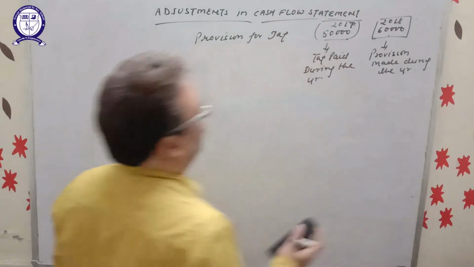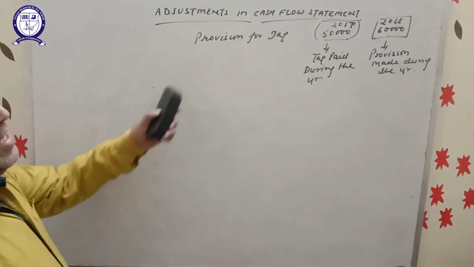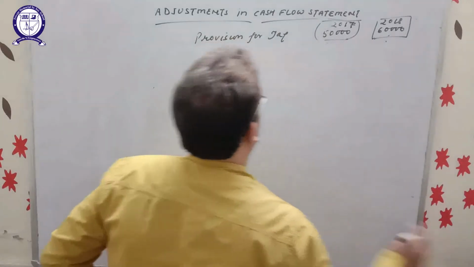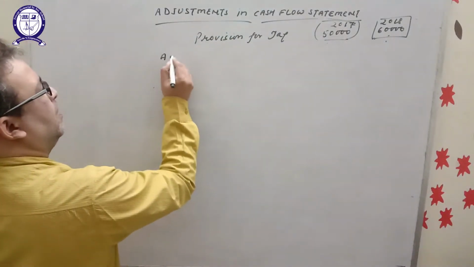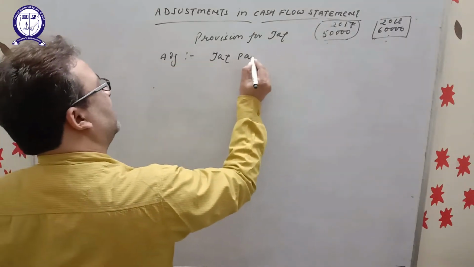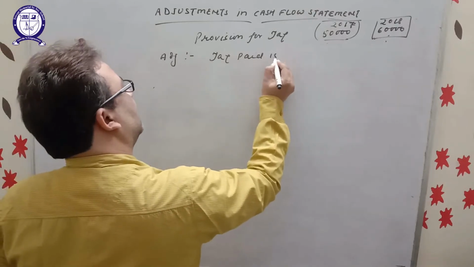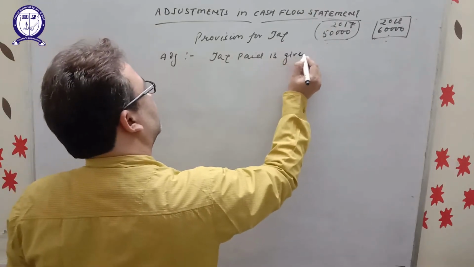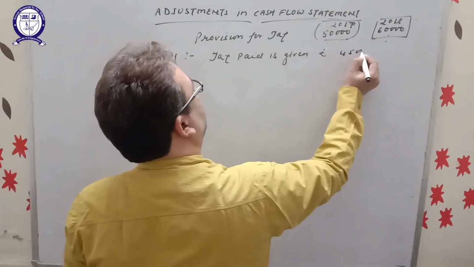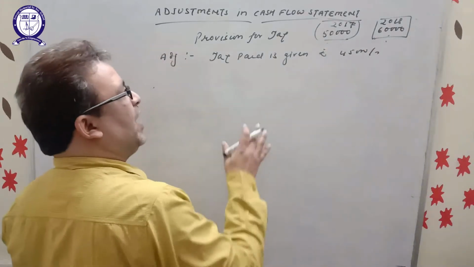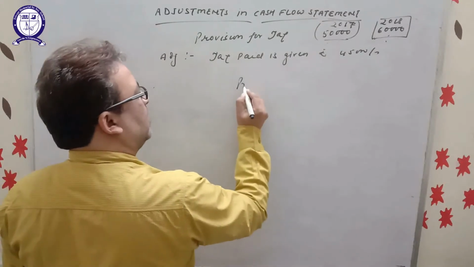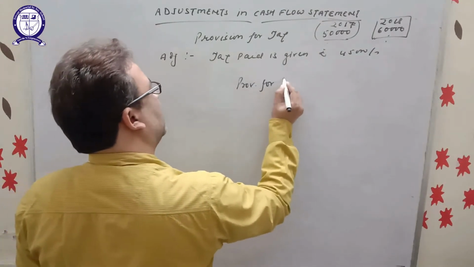Now suppose an adjustment is given related to tax, for example tax paid is given in the adjustment as rupees 45,000. So we have to prepare the provision for tax account in that case. So how to prepare the provision for tax account?